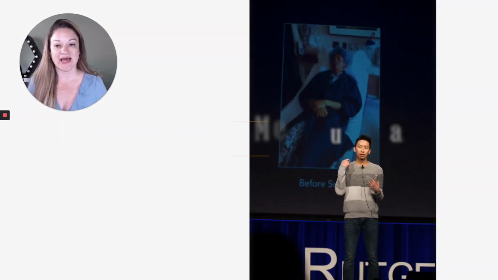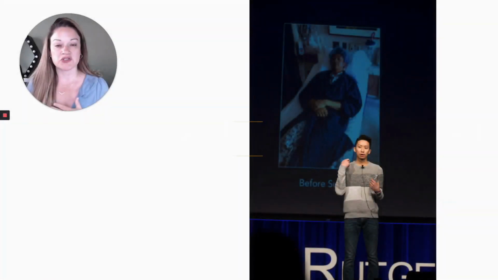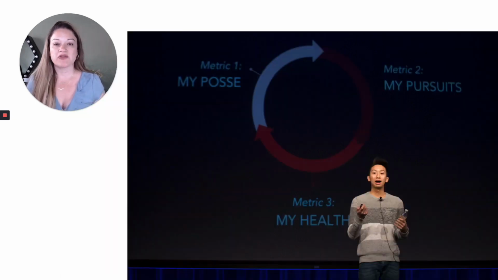Another student that spoke, Alex, his topic was what cancer taught me about happiness, right? So that was evoking a lot of emotions from what he'd been through, and he shared statistics in an engaging way and cited them verbally and on his slides. In this case, 33% of Americans feel that they're happy with their lives is an interesting point to make. He also shared some other data and used metrics, but he used relatable language in saying my posse.